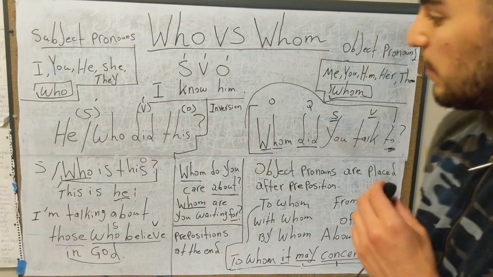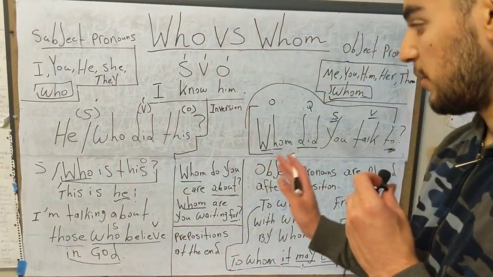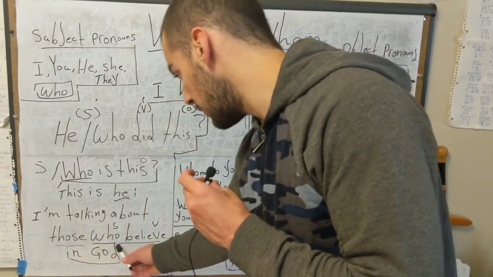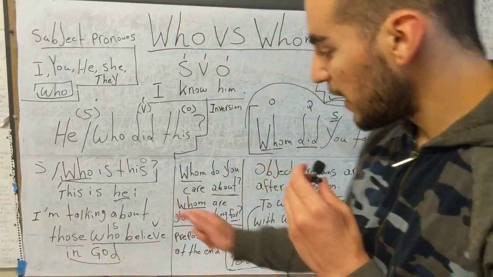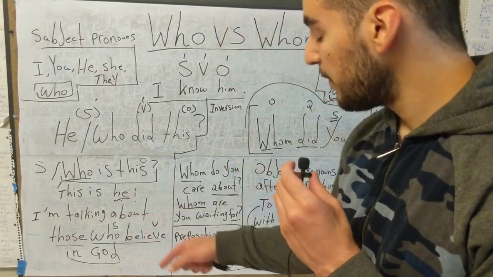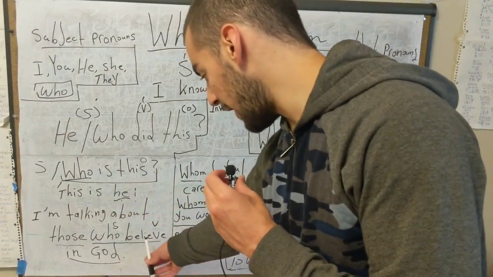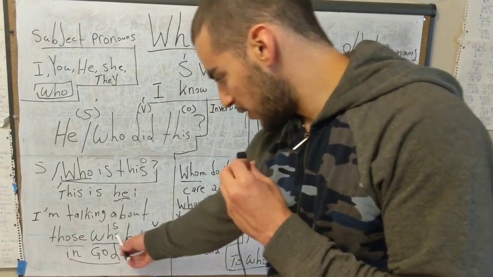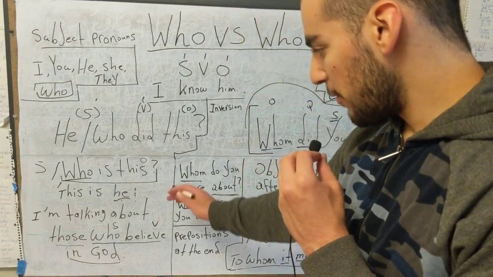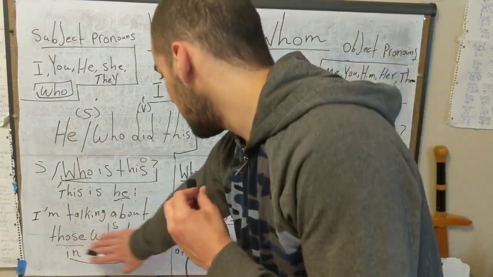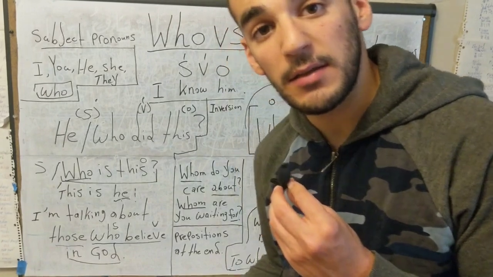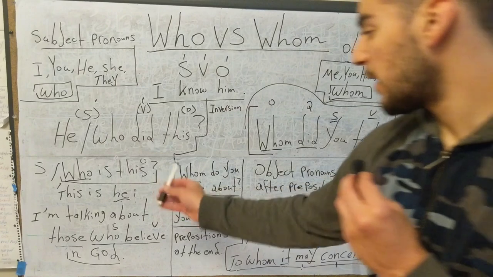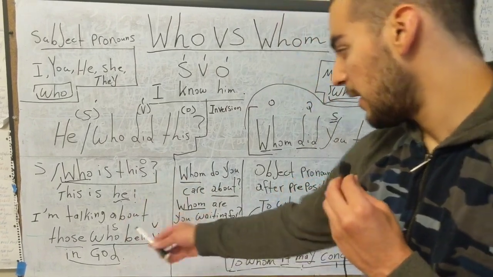Now coming here to another example of how to use who: I'm talking about those who believe in God. The reason why in this example it is who is because we have a verb directly right after who, which makes it a subject. If I replace this who with he, it would be he believes in God, and that is a correct sentence. So that is why we must put who.